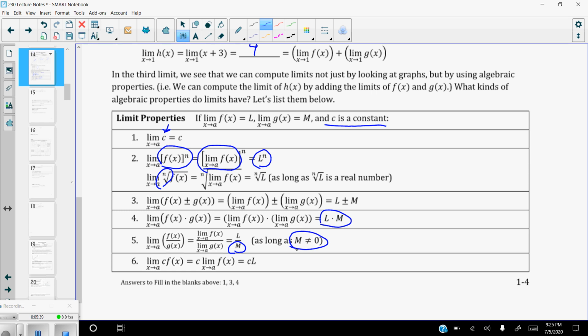Anything else works. And the last property says that if I have a constant being multiplied by my function, well, I can pull that constant out to the front, which is what we do here, do the limit of the function, and then multiply the constant back in. And again, we're going to run through all of these things in just a second.